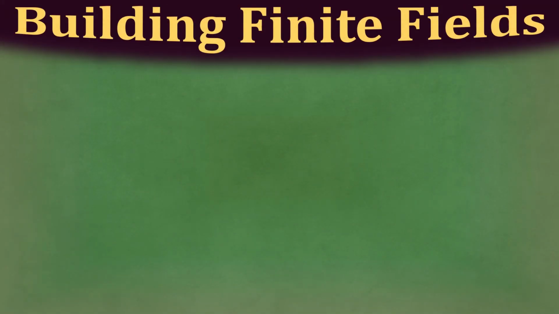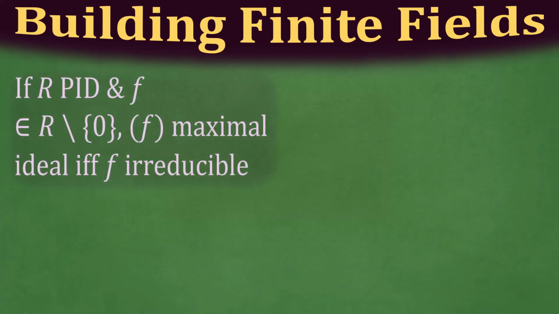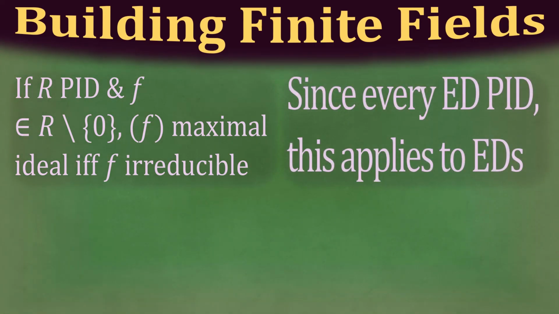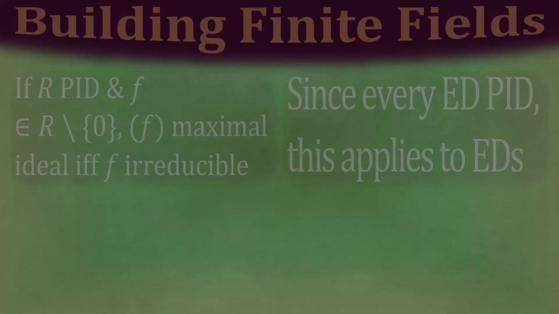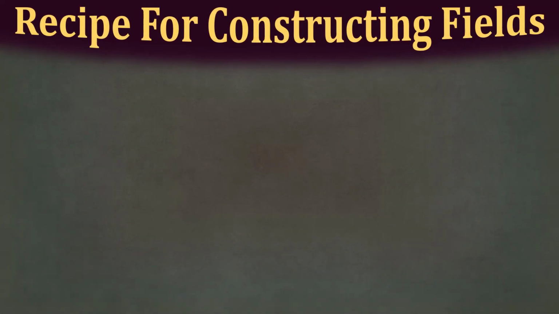Now, let's move on to discussing building finite fields by discussing the following results. If R is a PID and F is in R without 0, then the ideal generated by F is a maximal ideal if and only if F is irreducible. Since every Euclidean domain is a principal ideal domain, this also applies to Euclidean domains. Hence, we have the following recipe for constructing fields.